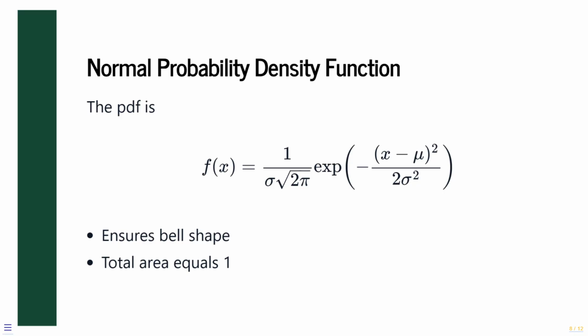Here we present the probability density function for the normal distribution. Although the formula looks complicated, its purpose is simply to generate the familiar bell-shaped curve and ensure that the total area under the curve equals 1. In practice, you usually do not need to memorize this formula. What matters most are the qualitative properties of the normal distribution: its symmetry, unimodality, and smooth tails.